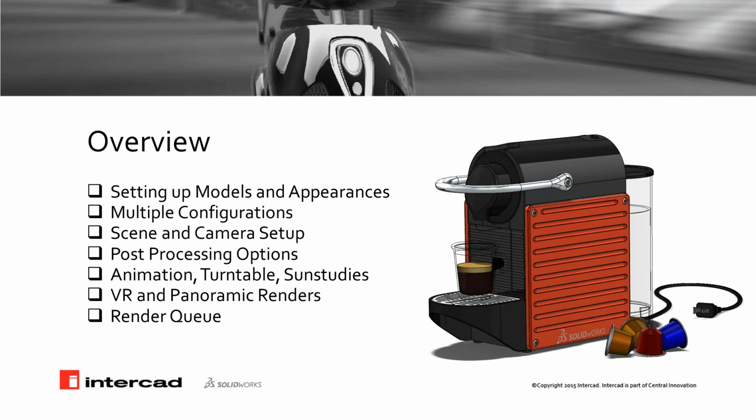And then I'm going to move on for a more involved story on animation. So we're going to create an animation of our Nespresso machine here. We're also going to discuss that we can do turntables and sun studies as well. And the final type of output we're going to look at is more in depth, a virtual reality photo rendered HTML file that lets us look around our model freely and send that to our customers or load it onto the website. And a similar type of output for a panoramic view, good for interiors or external large-scale entities. And then finally we'll discuss a tool we've been using through the demo, the render queue, briefly.